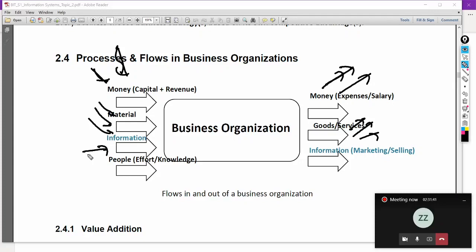Because we need that information. Of course, we need information about what our customers are doing, what the market trends are, etc. Right? How the economy is currently moving. That inflow of information is there, and of course we have to give outflow of information as well, right? Especially when you are doing marketing.